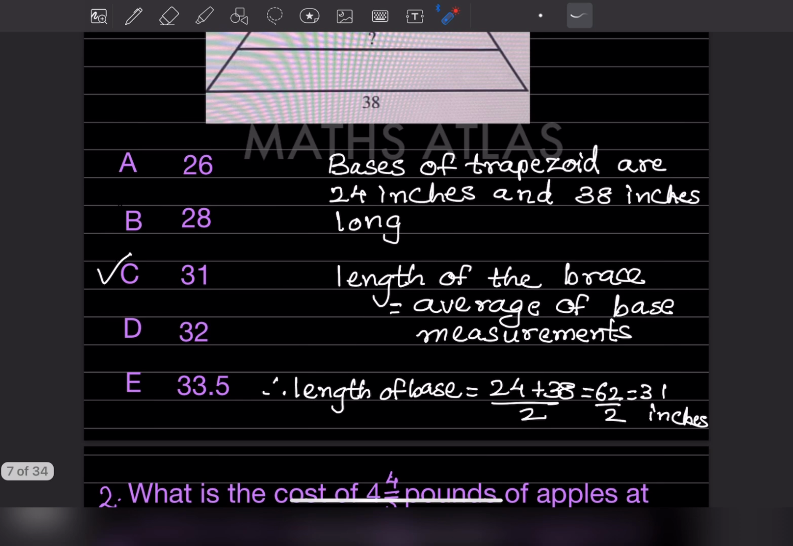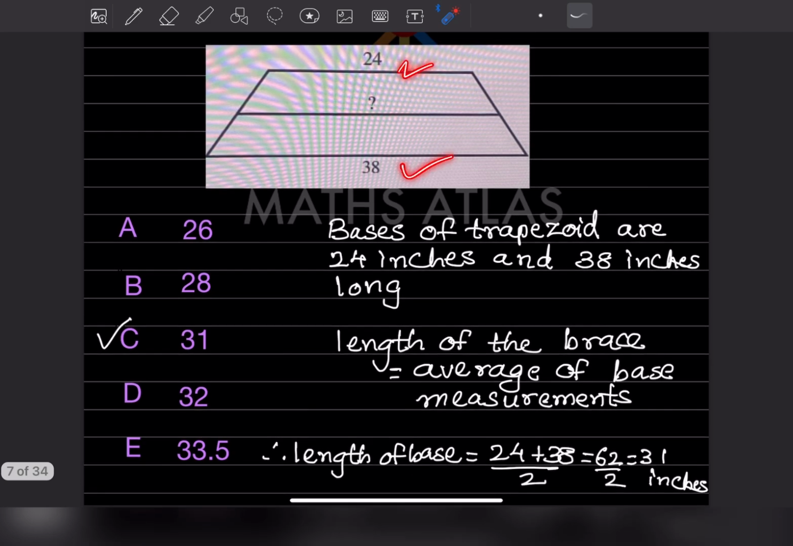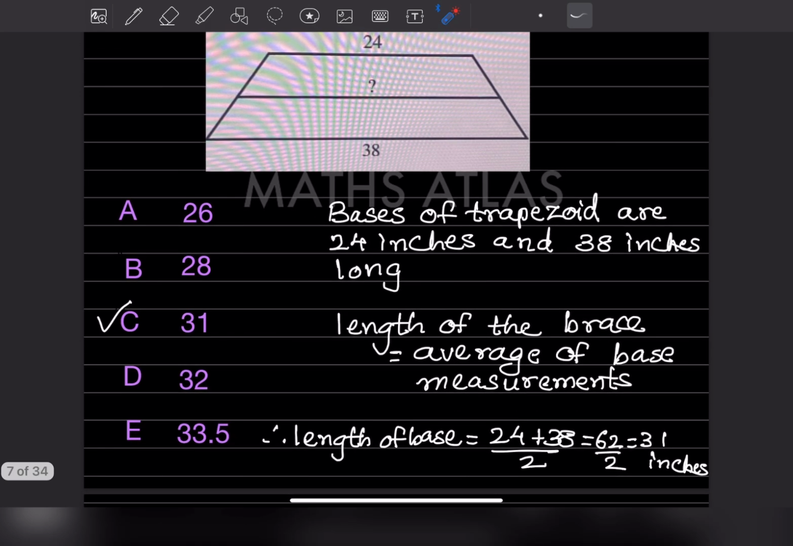So we can write the length of the brace. The bases of the trapezoid are 24 inches and 38 inches long, and the length of the brace is going to be the average of the base measurements. So the length is 24 plus 38 divided by 2. That will be 62 by 2, that will be 36 inches. Sorry, that will be 31 inches. So the third option, that is C.